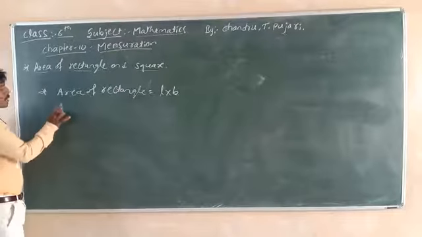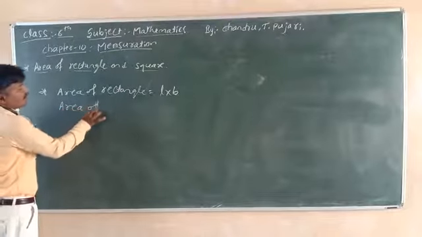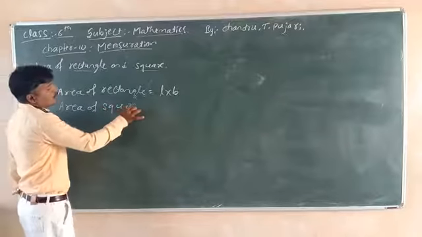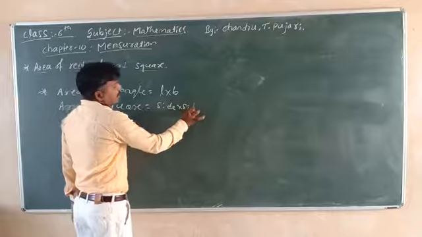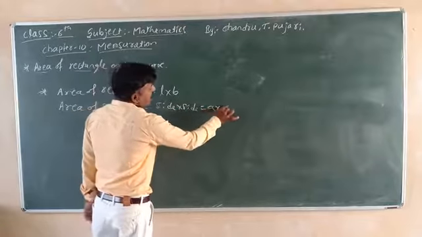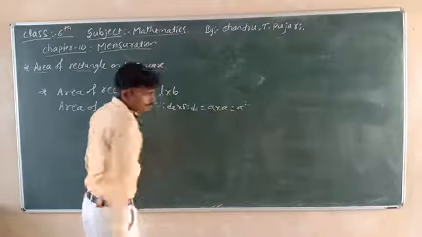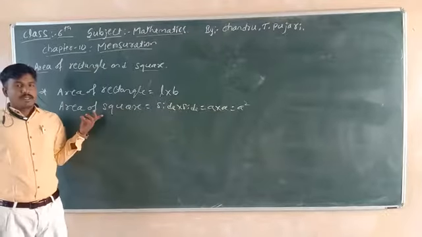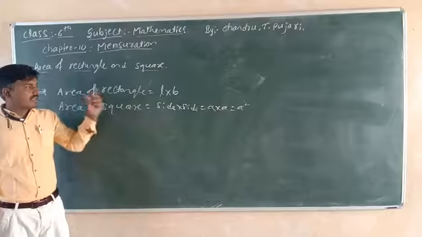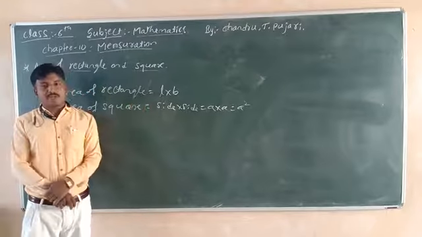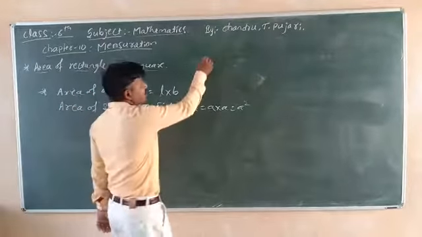Area of a square is equal to side into side. Side into side means a into a, or otherwise a square. This one is the area of a square. This is the area of a rectangle. In the rectangle, length and breadth are there. Area is length into breadth.